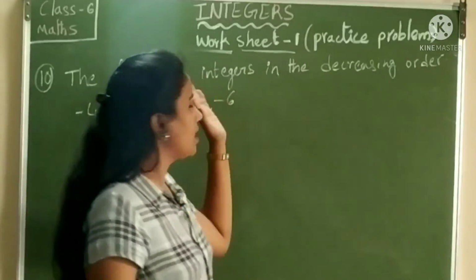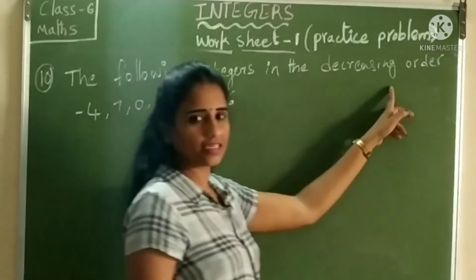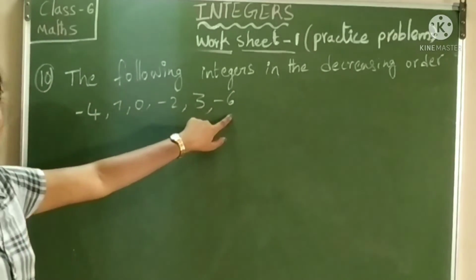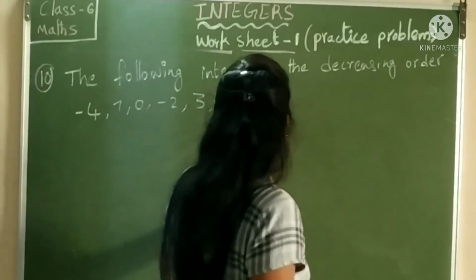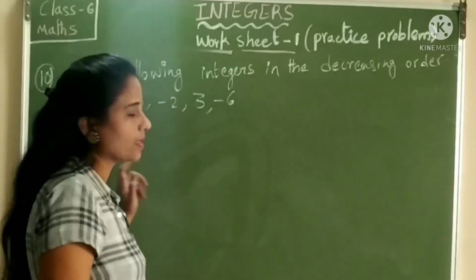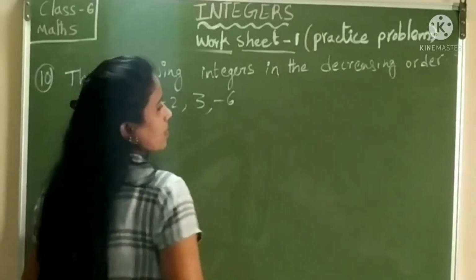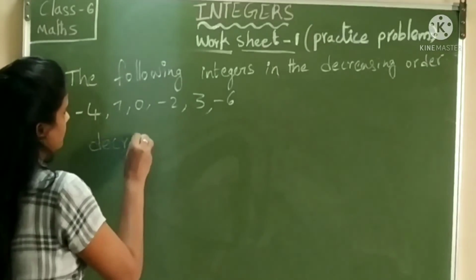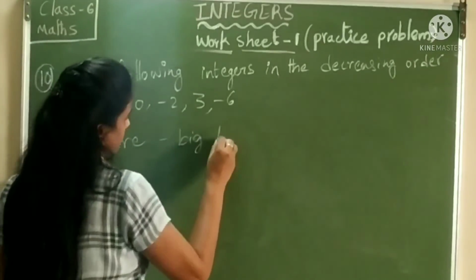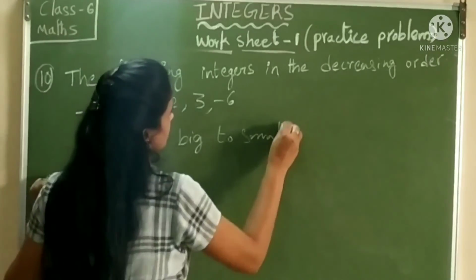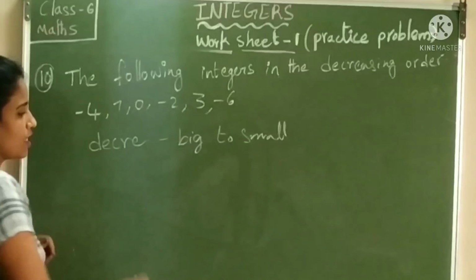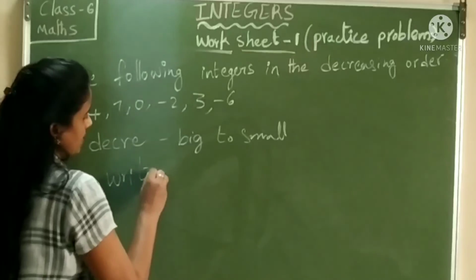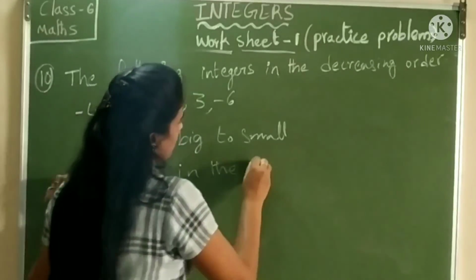10th one, last but not least. Write in decreasing order: minus 4, 3, 0, minus 2, 3, minus 6. Decreasing order means big number to small number. Which is the big number here? Write the number line and tell the answer in the comment box.